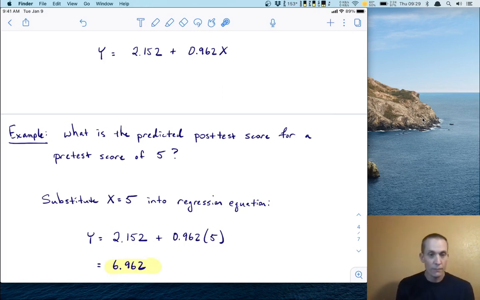So if we do that, then we just simply do the arithmetic. We have 2.152 plus 0.962 times the pretest score of 5. That gives us a predicted post-test score of 6.962, almost 7. Okay. Again, this is a prediction, so of course there's going to be some error with that, but what we have with this equation is an equation that minimizes that error as much as possible. So this is our prediction.